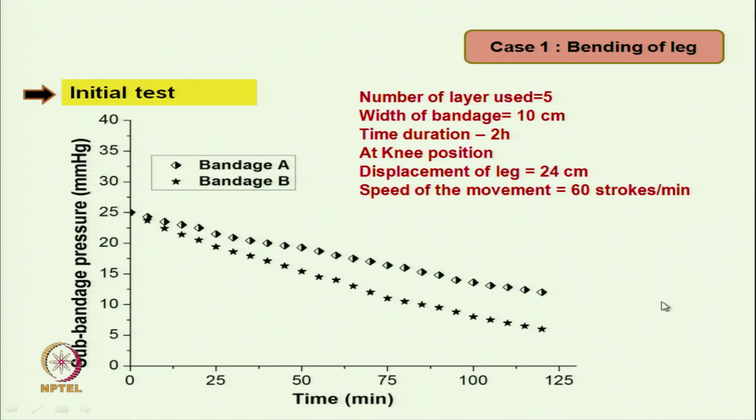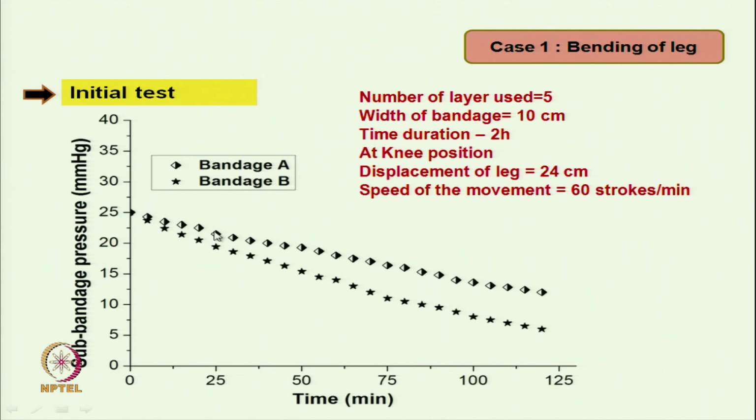Now, we can see with all these parameters: number of layers, 5 layers, 10 centimeter width, for 2 hours duration at knee position. So, the position measured was at knee position, displacement of 24 centimeter and 60 strokes per minute, the speed of the movement.